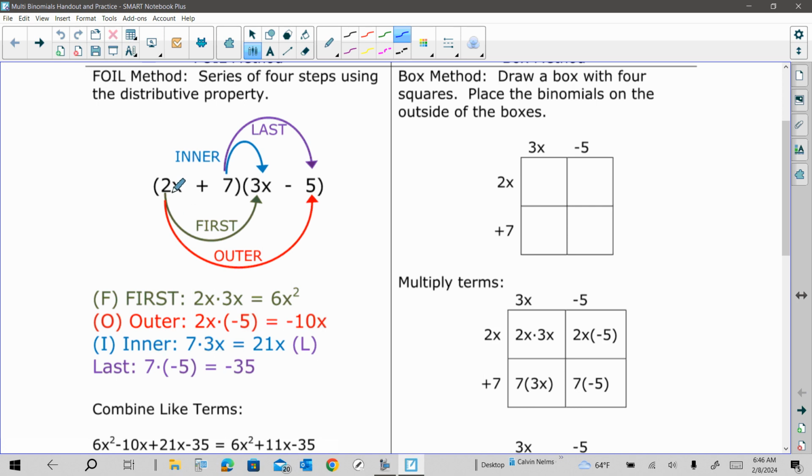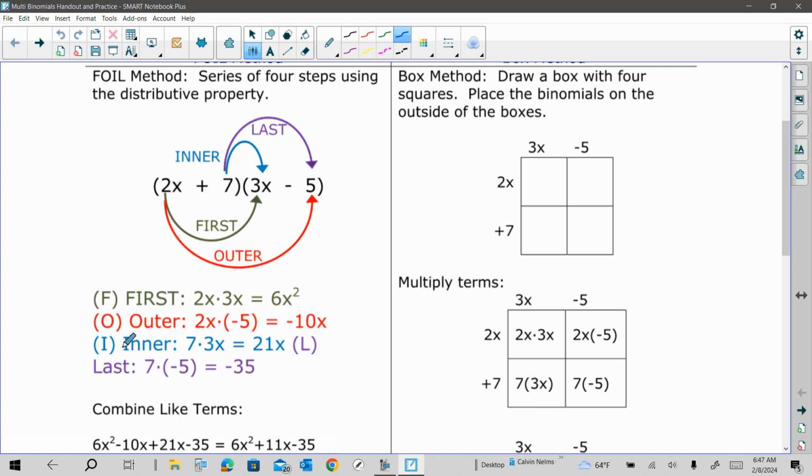If you look, they did first, which is they're showing the 2x, which is the first term in the first set of parentheses, and the 3x, the first term in the second set of parentheses. So 2x times 3x, they showed that right here, equals 6x squared. Then the O in the FOIL method is the outer terms. That's the two outer side numbers. So that would be the 2x times the 5, and that's going to be minus 5. So a negative 5, which is what they're showing, gives you a negative 10x.